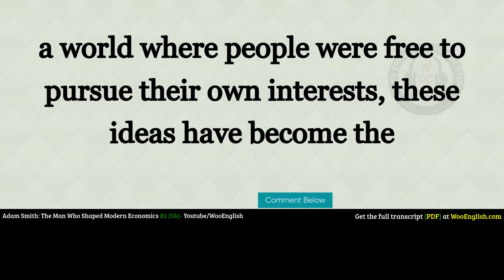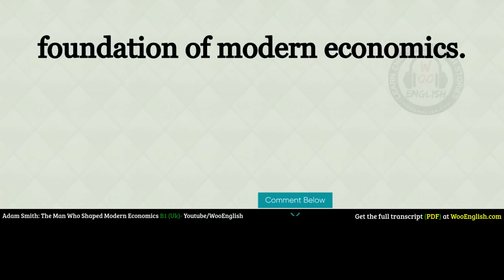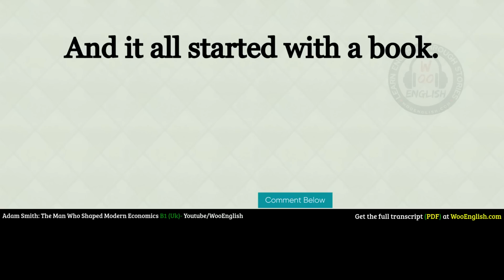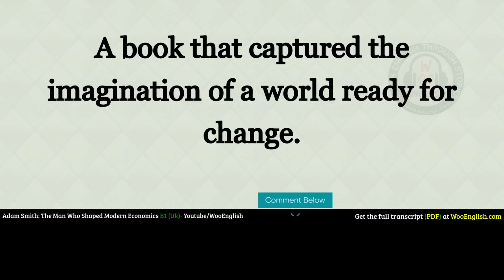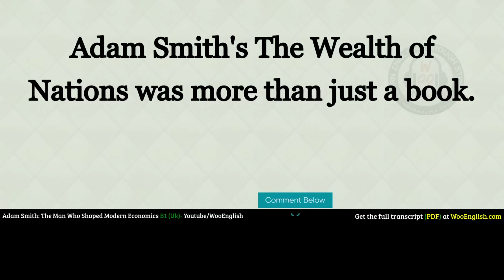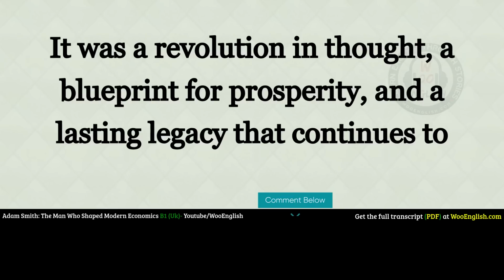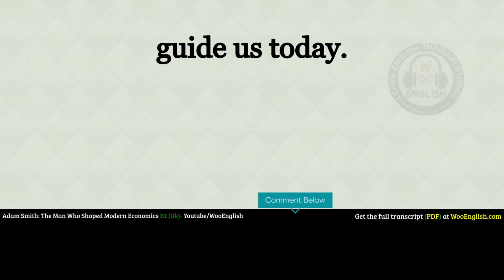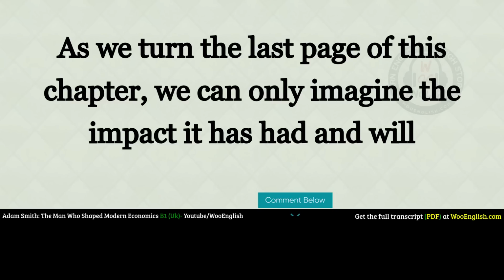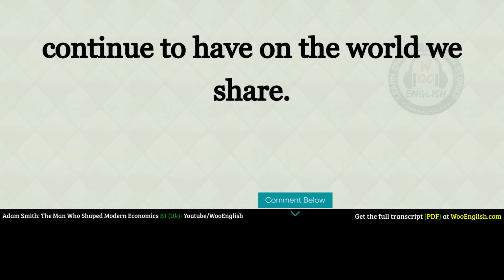These ideas have become the foundation of modern economics. And it all started with a book. A book that captured the imagination of a world ready for change. Adam Smith's The Wealth of Nations was more than just a book. It was a revolution in thought, a blueprint for prosperity, and a lasting legacy that continues to guide us today. As we turn the last page of this chapter, we can only imagine the impact it has had and will continue to have on the world we share.